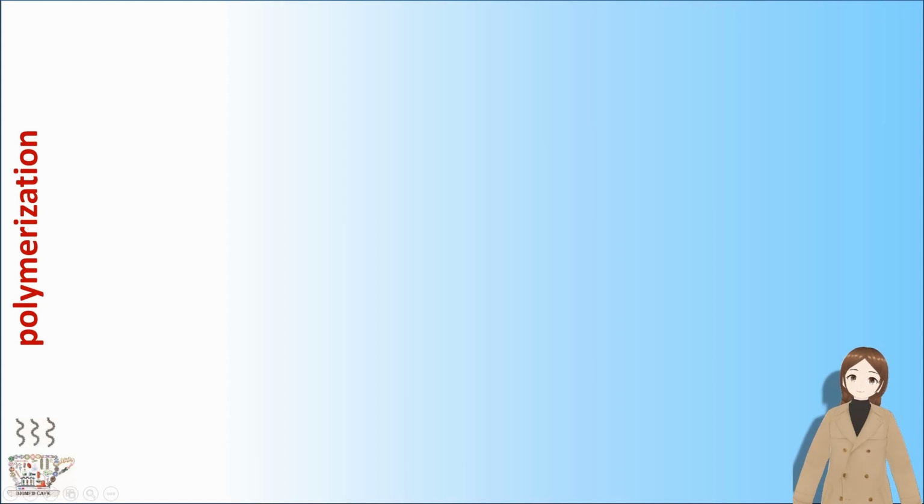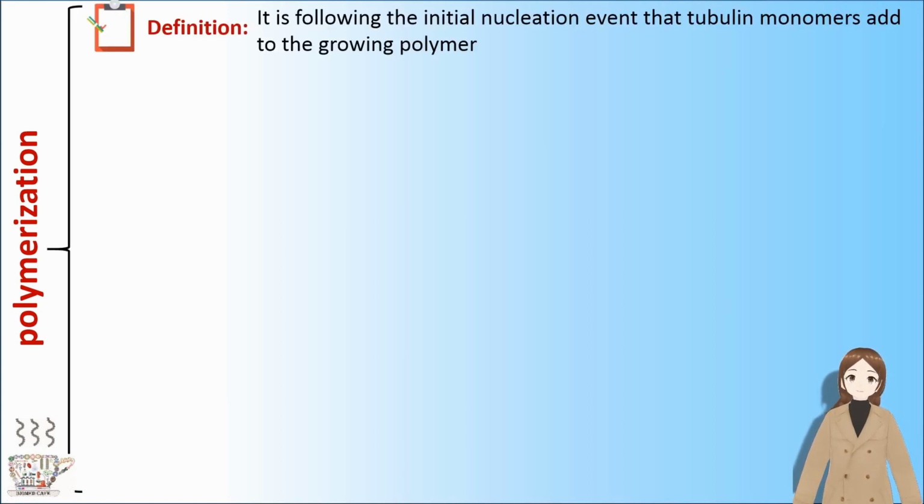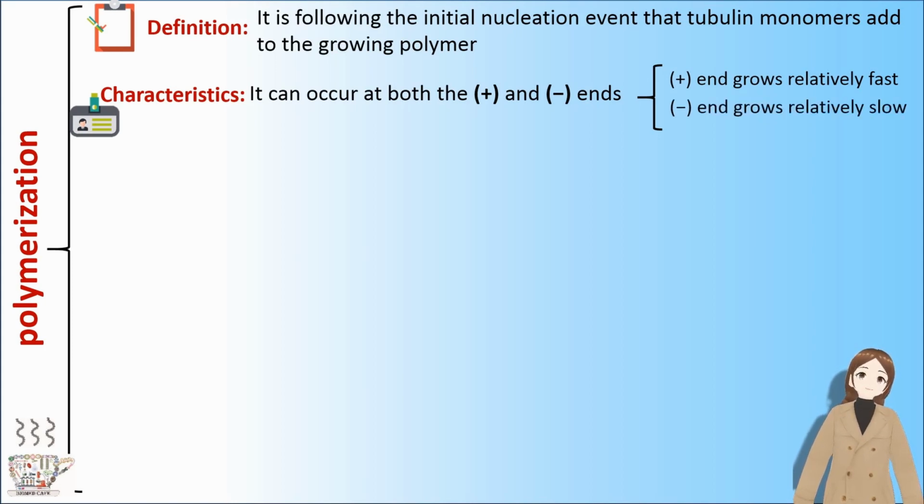Polymerization follows the initial nucleation events, in which tubulin monomers add to the growing polymer. It can occur at both the positive and negative ends. The positive end grows relatively fast, but the negative end grows relatively slow.